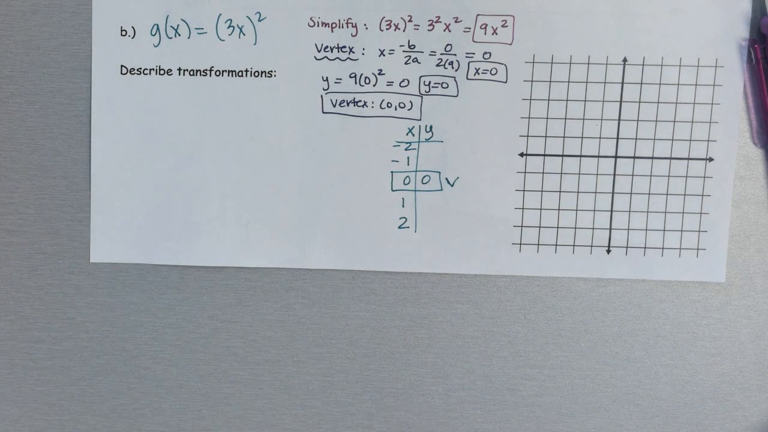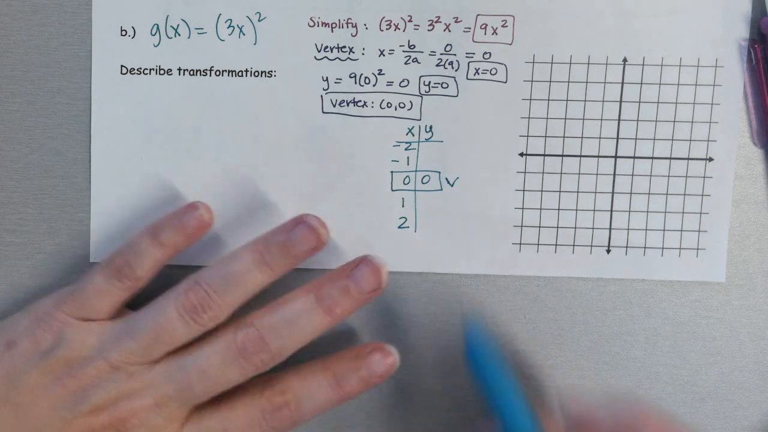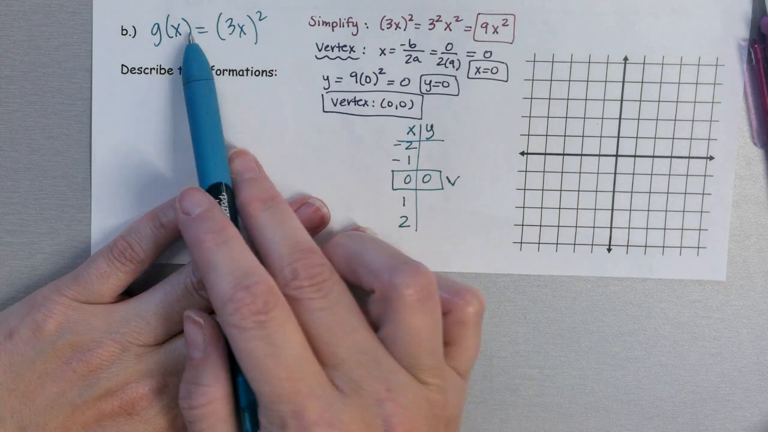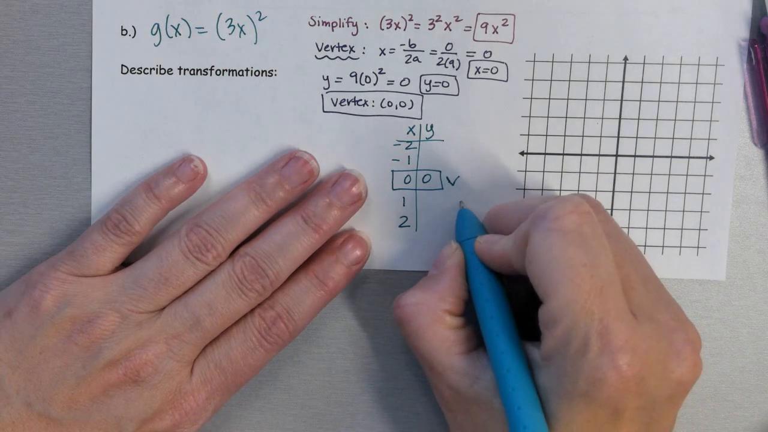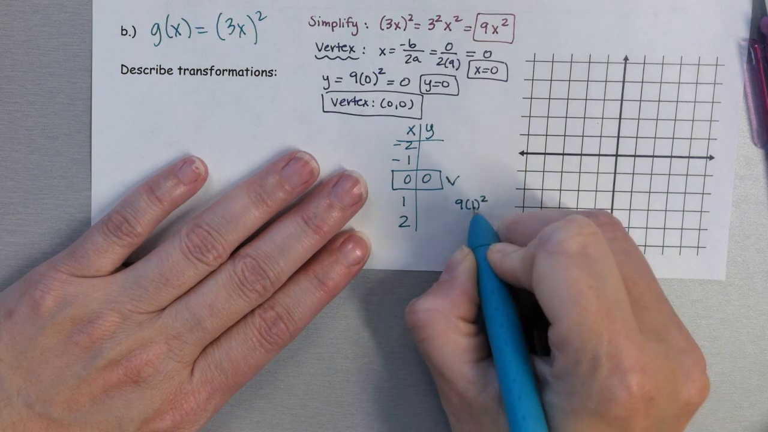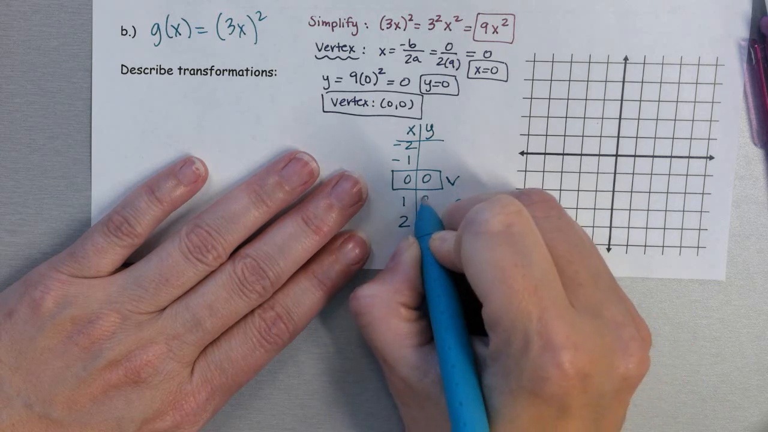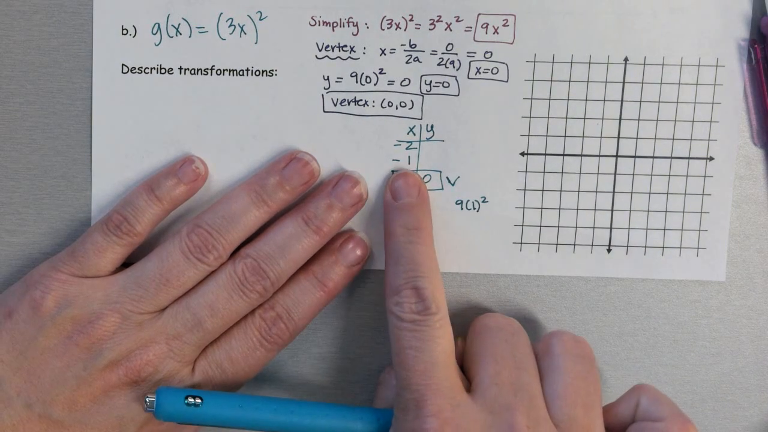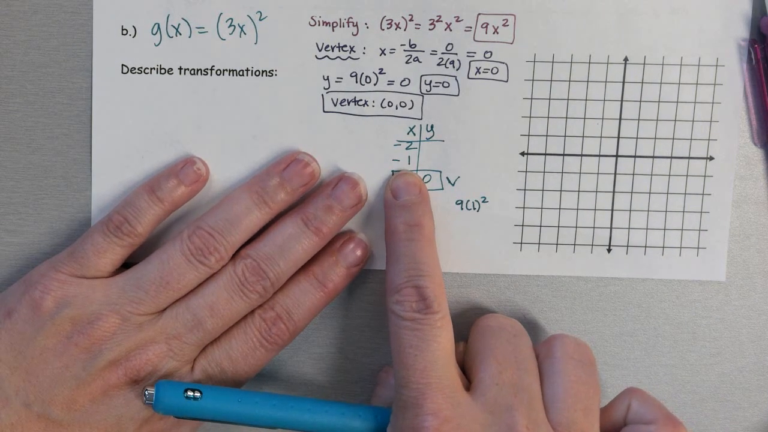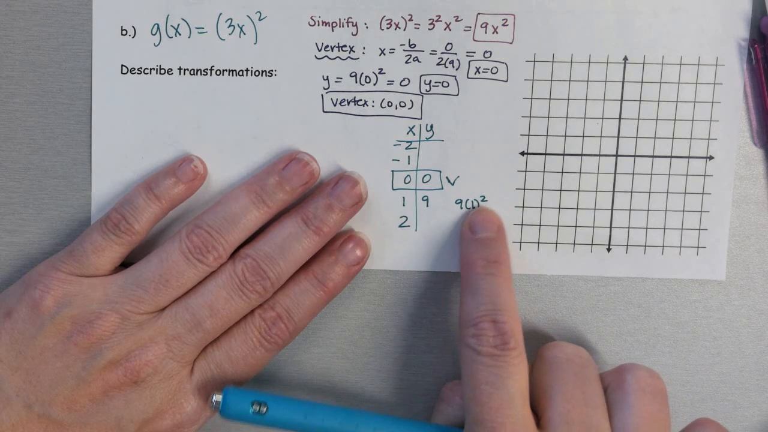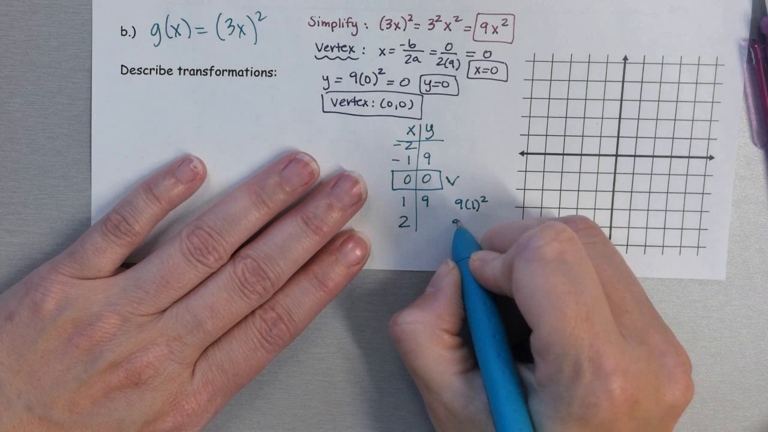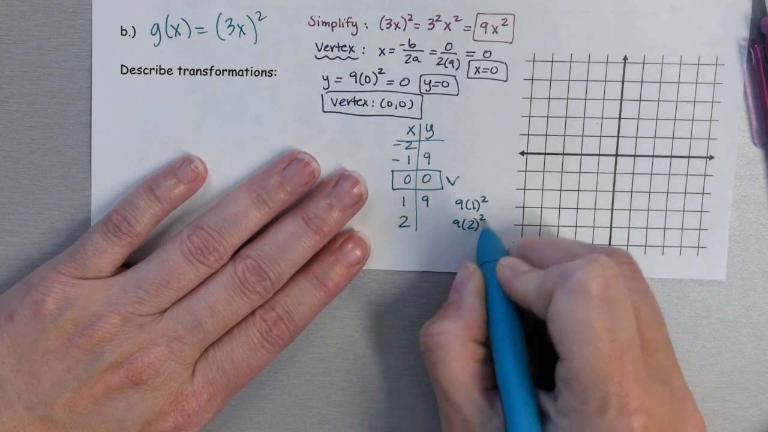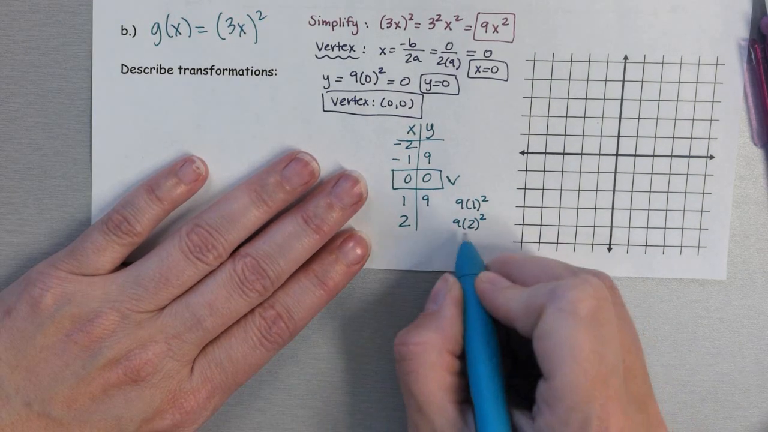Okay, I do recommend that you use mental math on these. And again, you can use either one. You can use the 9x squared or the 3x squared. I'm going to do 9, 1 squared. 1 squared is 1. 1 times 9 is 9. And then the same thing should happen for this one if you choose symmetric points. Negative 1 squared is 1. 1 times 9 is 9. Okay, 2 squared is 4. 4 times 9 is?